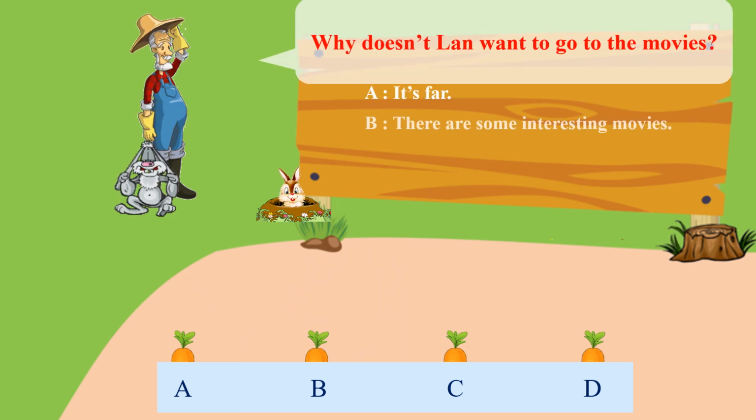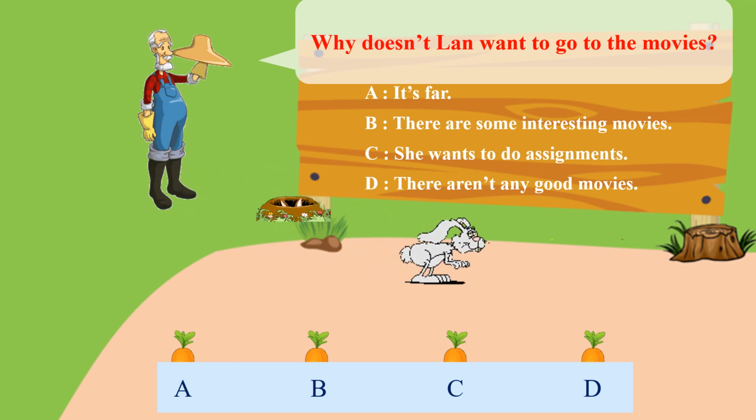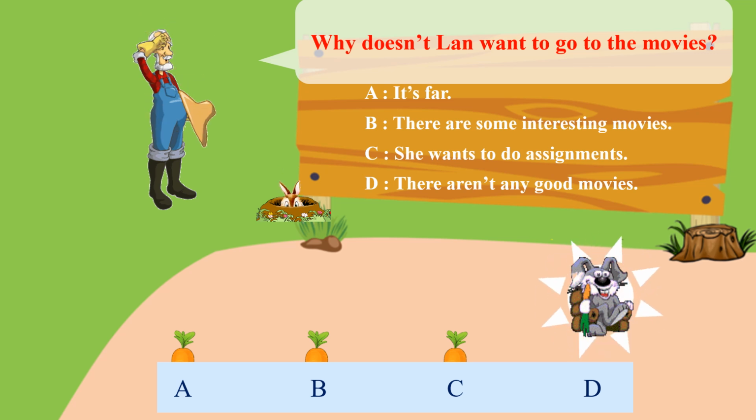Number 2. Why doesn't Lang want to go to the movies? A. Because it's far. B. Because there are some interesting movies. C. Because he wants to do assignments. D. Because there aren't any good movies. What is your answer? Is that B? Let's check. Yes, very good. The answer is D. Because there aren't any good movies.